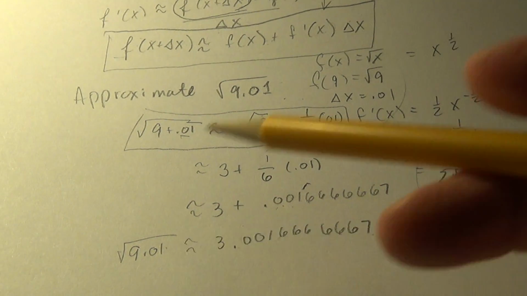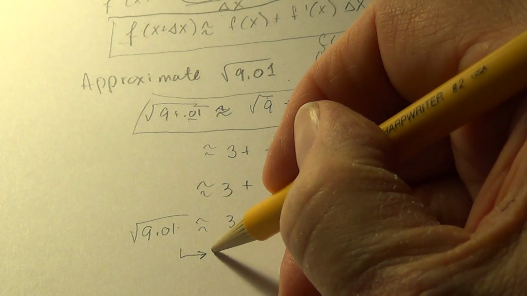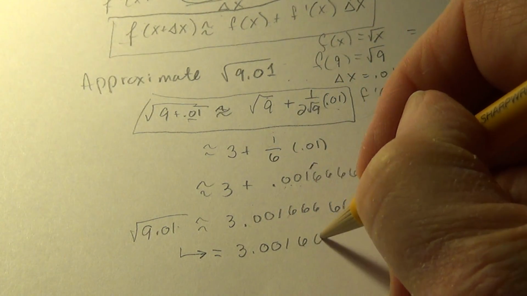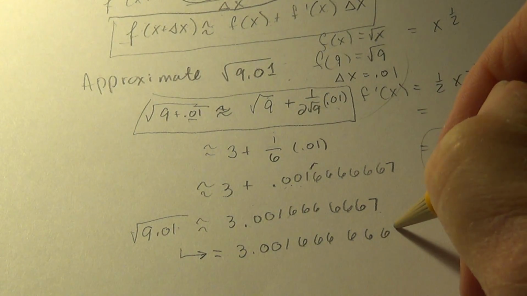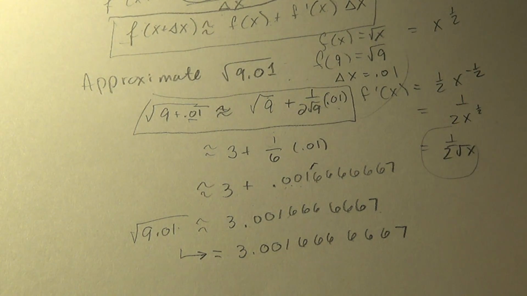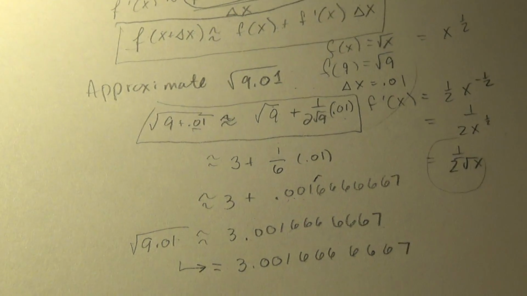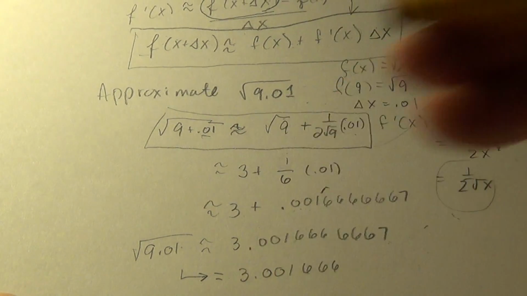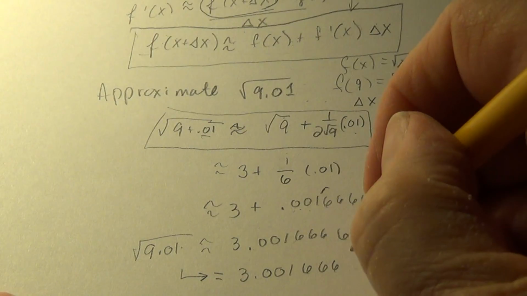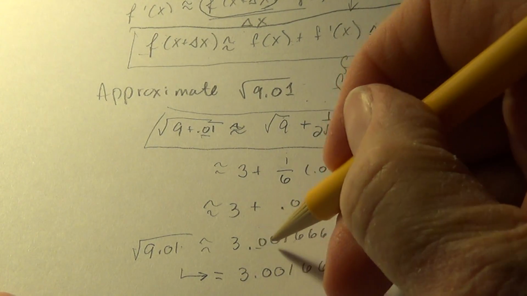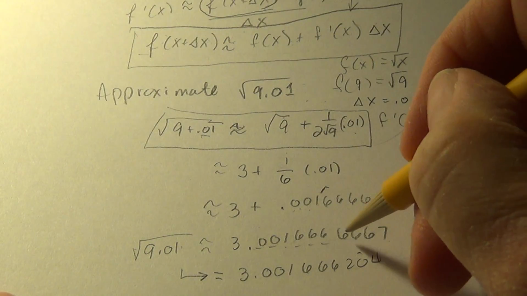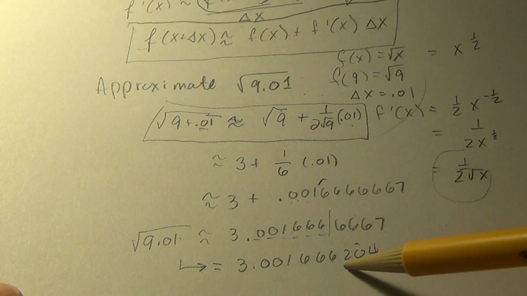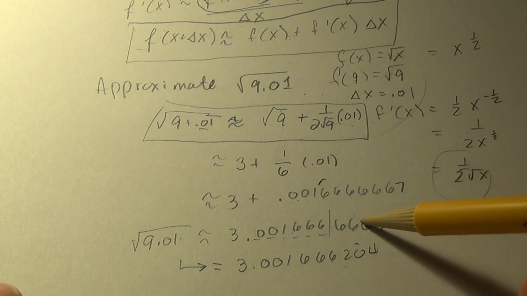If I do put this in the calculator, I get what it's really equal to, 3.001666667. So it was the same through all of these decimals. So that's a very close approximation. It does equal this, and this is very, very close.